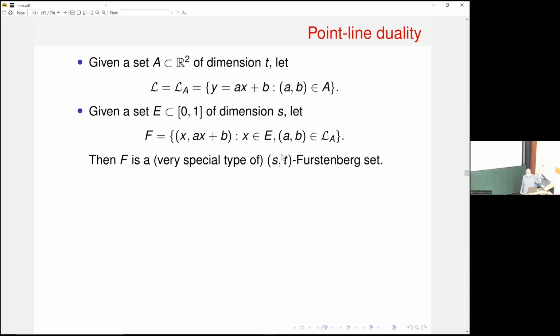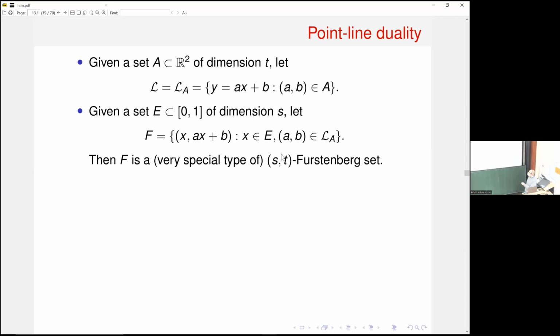So a Furstenberg set is a set that intersects some lines in dimension at least S, but the actual intersection could be totally different. In this case, the intersection in some sense is always the same. Okay, so it's a set of points (x, ax + b), where x is taken from the set E of dimension S, and (a, b) is taken from this set A that parameterizes the lines. Okay, so it is a Furstenberg set, right?